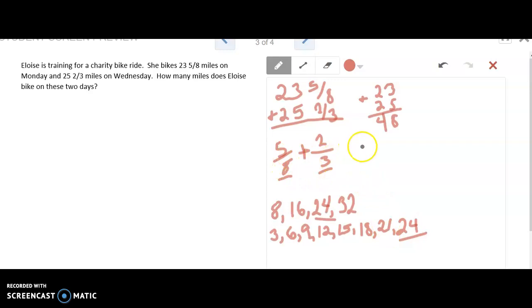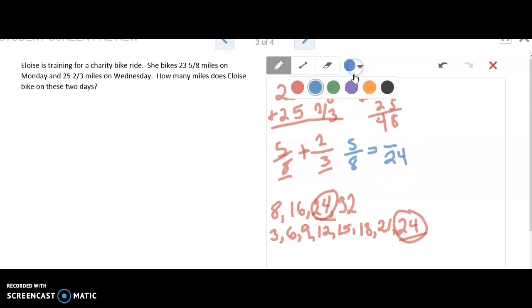So I need to change 5/8 to an equivalent fraction with 24 as the denominator and 2/3 to an equivalent fraction with 24 as the denominator. So let's do that next. I think I'll change it here so we can see that we're making equivalent fractions. So we've got 5/8, and I want it to equal a fraction that has 24 as the denominator.